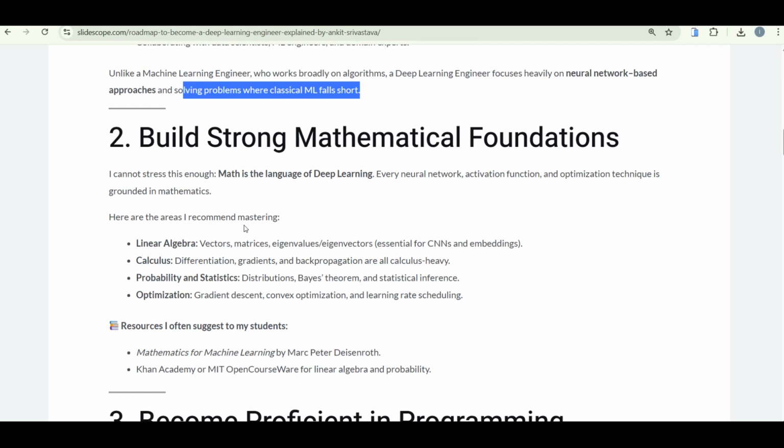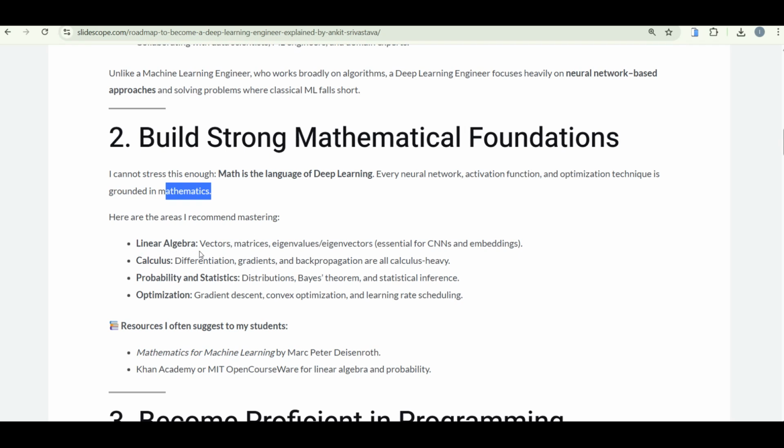Second is build a strong mathematical foundation. I cannot stress this enough. Math is the language of deep learning. Every neural network, activation function and optimization technique is grounded in mathematics. Here are the areas I recommend mastering.